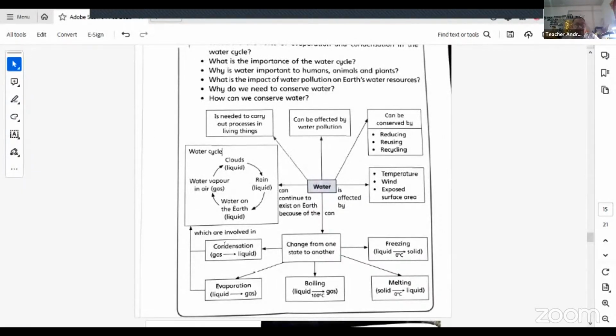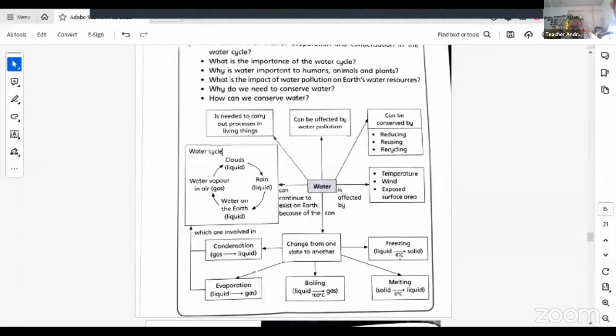Next up. Evaporation and condensation are involved in the water cycle, and it allows the change of state from one to another: freezing, melting, boiling, evaporation, condensation. Water is essential, it's needed for all living things to carry out processes, and can be affected by water pollution. It can be conserved by reducing, reusing, and recycling.